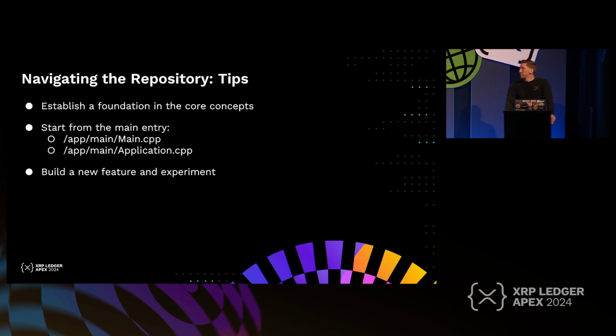And lastly, build a new feature. Start small and try to create a new transaction type. Maybe build your own private network at home. Try changing the currency and the genesis mint of your own network. The only way that you're going to learn is by trying.